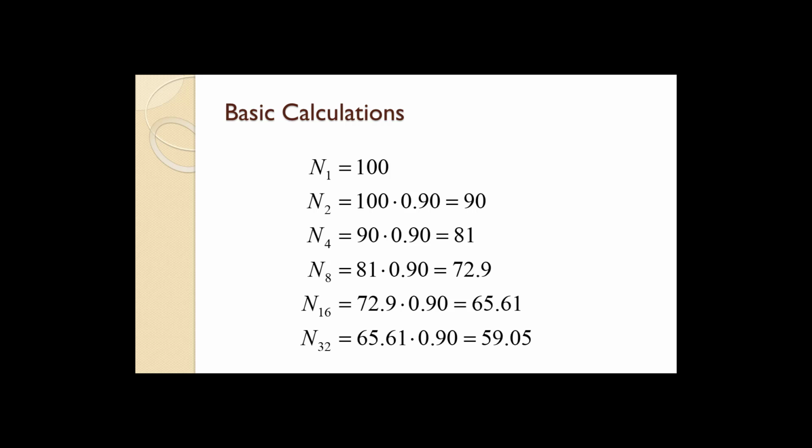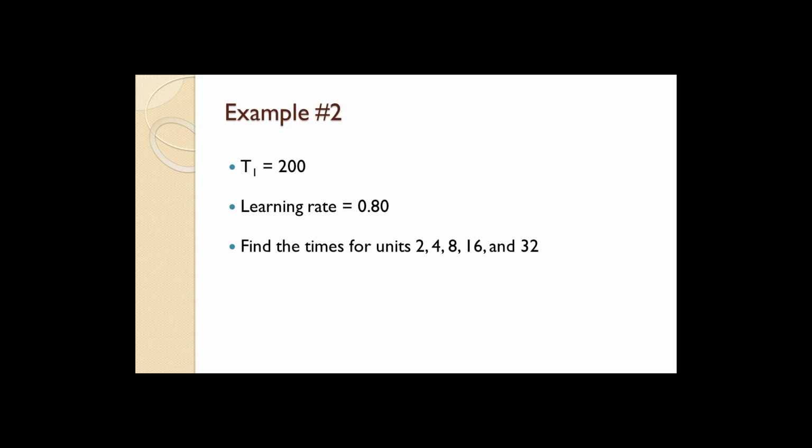These basic calculations can give us a general guideline, but do not allow us to see how long, say, the 25th unit would take. We will see how to handle this later in this video. In this next example, consider a process that takes 200 minutes for the first item and has an 80% learning rate. Find the times for units 2, 4, 8, 16, and 32.